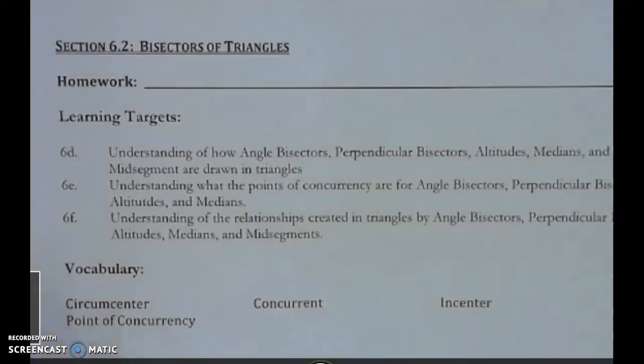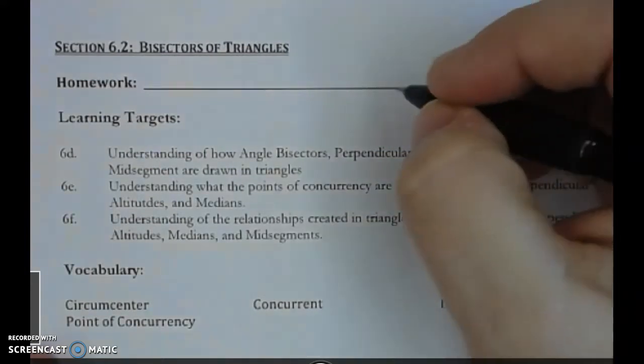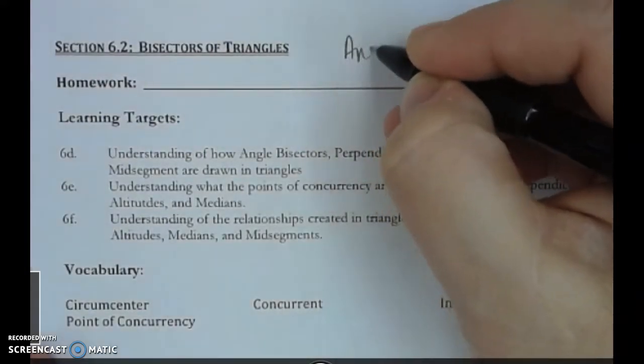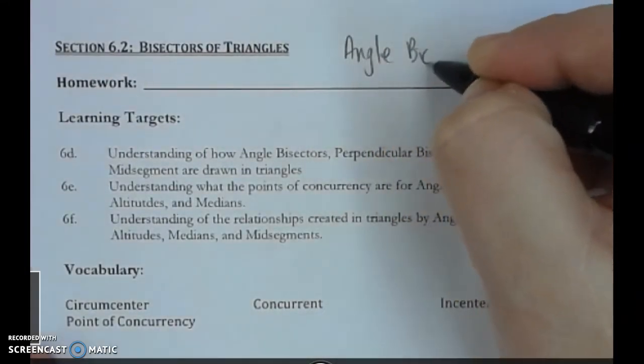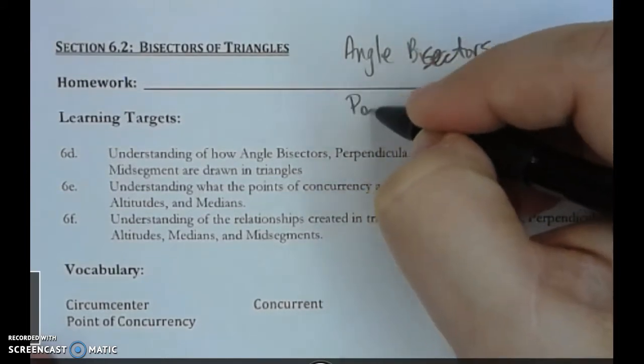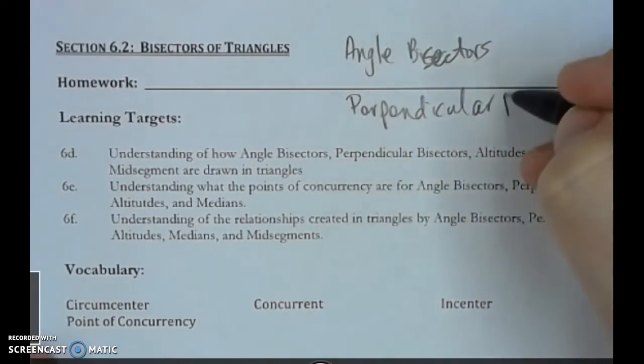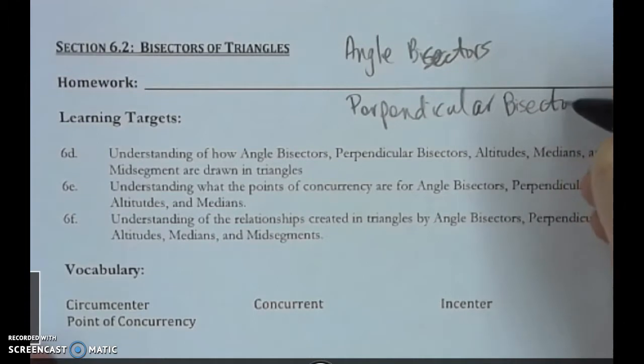What we're working on in this video is section 6.2, bisectors of triangles. Last lesson we learned about angle bisectors and perpendicular bisectors. Today we're going to work with those, but now they're going to be inside triangles.